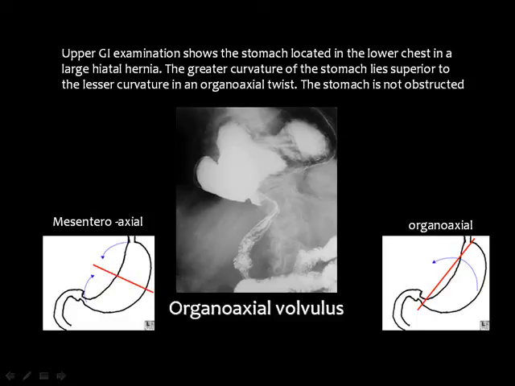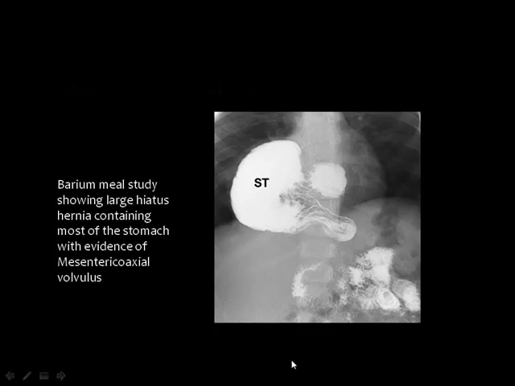The gastric volvulus is usually seen in cases of hiatal hernia, and we have two types of gastric volvulus. The first one is known as the organoaxial, and the second one is known as the mesentericoaxial. In organoaxial, the greater curve will be above the rest of the stomach, while in mesentericoaxial, the greater curve will be to the right side of the abdomen.